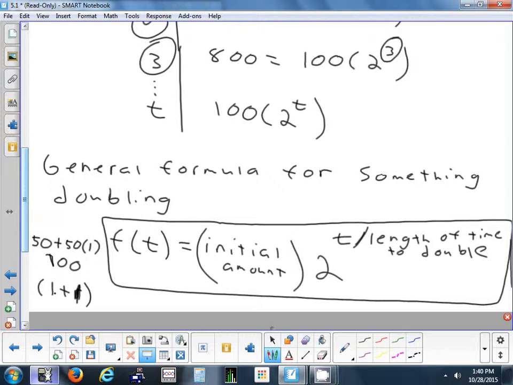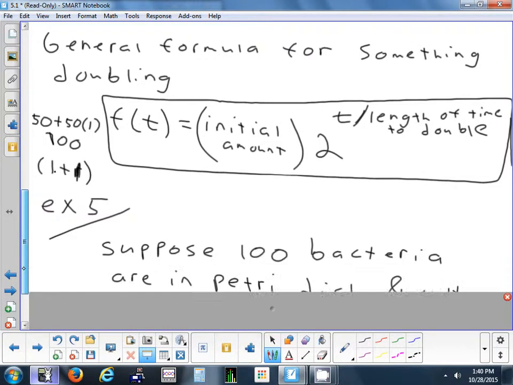So if you wanted to do something tripling, what would this number become? It would become a 3. Okay? Because that'd be a 200% increase. Something triples, it's a 200% increase. 2 plus 1. That's where the 3 would come from. Okay, but we're just going to look at doubling.